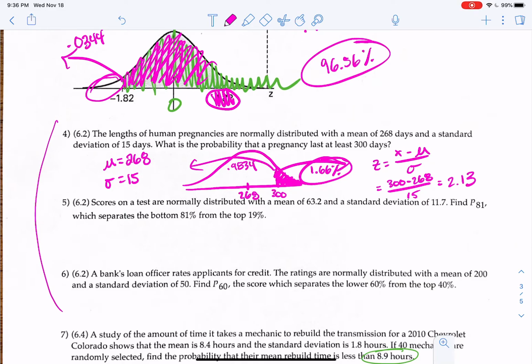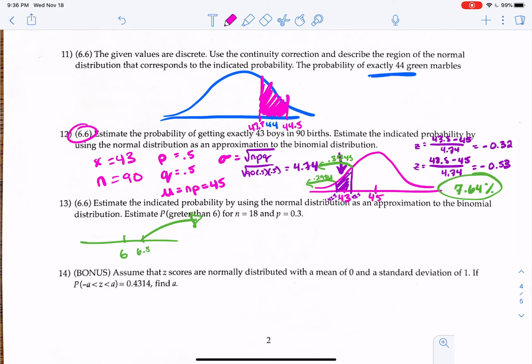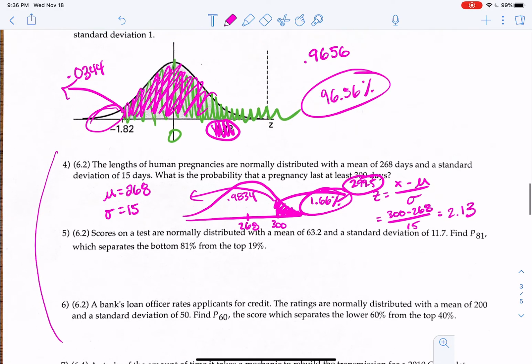Okay. Now, I had a lot of people asking me, do I need to use, like, 299.5? Is that the one where I use 299.5? You would use 299.5 if this was a binomial distribution, like we did in section 6.6. And we'll see some of those. So like when we had 43 boys, we would do 42.5 or 43.5. That's if it's a binomial distribution. This one is not binomial. There's not two decisions. We're talking about the length of a pregnancy, which doesn't have two decisions. That's not binomial. So just remember those key elements, and that will tell you how you set your problem up, okay?